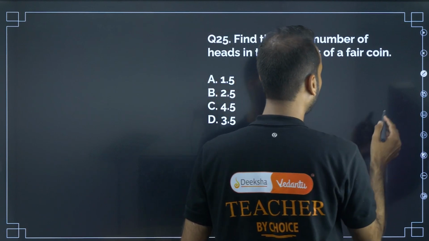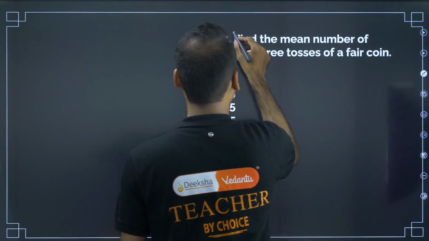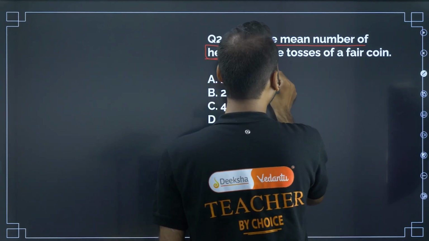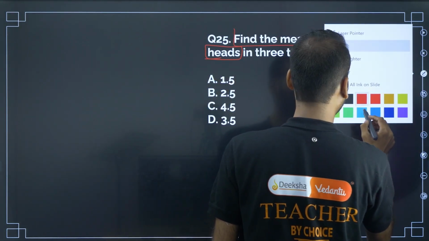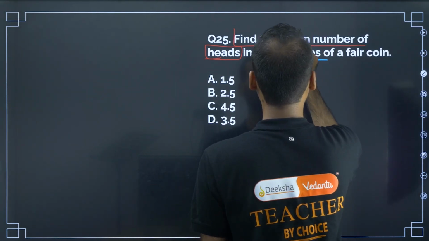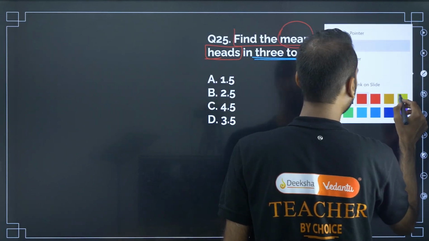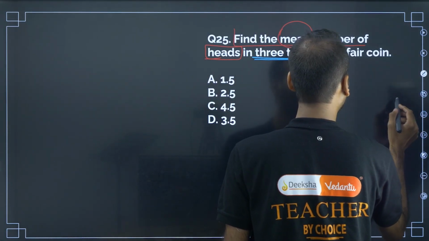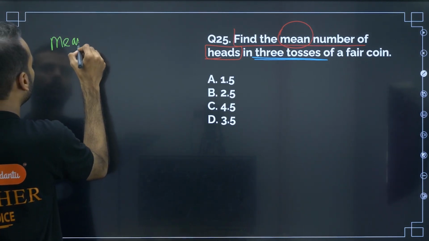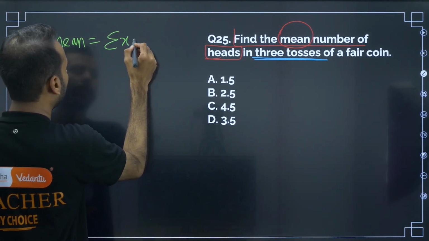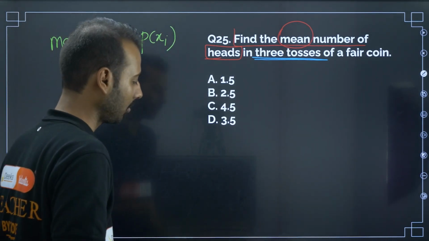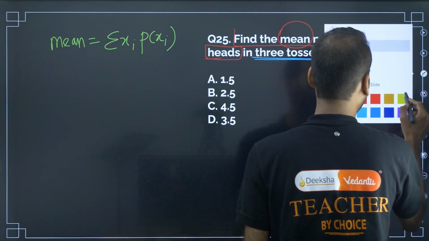Find the mean number of heads. So what are they asking? Find the mean number of heads in how many tosses? In 3 tosses of a coin. So what is the formula to find the mean? Mean is equal to summation xi P of xi.